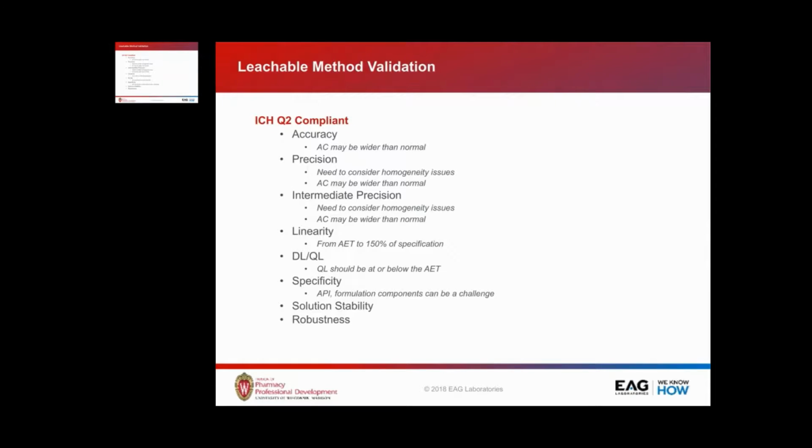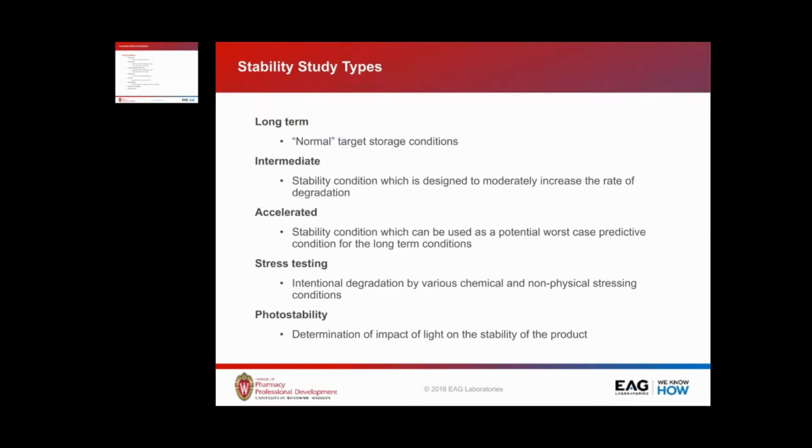So stability study types. ICH defines a variety of them. Long-term stability, this is the normal target storage of how you're going to store your product over time. For example, if your marketed or your hoped for storage is room temperature, this would be 25/60. Intermediate, where the stability condition is designed to moderately increase the rate of degradation, so they're a little bit higher temp and humidity. Then, of course, accelerated, which is defined as the potential worst case predictive condition for long-term stabilities.